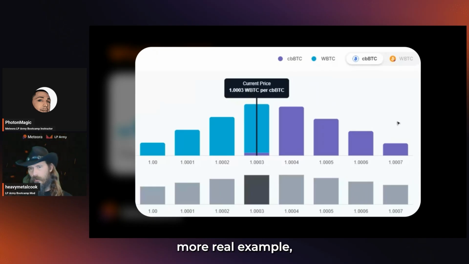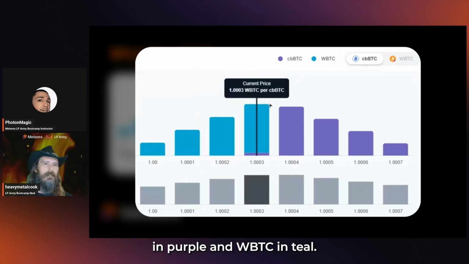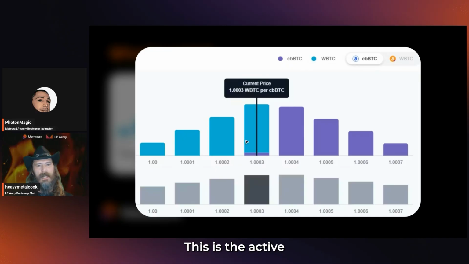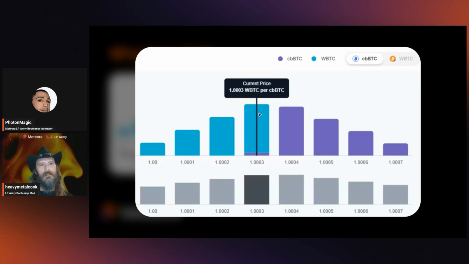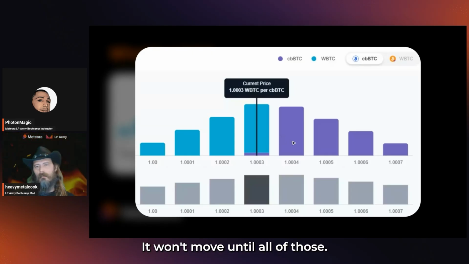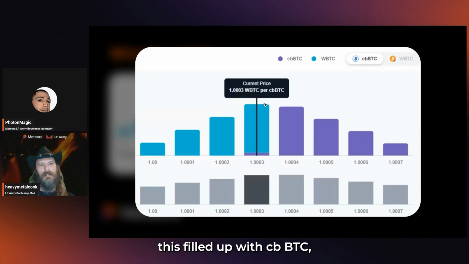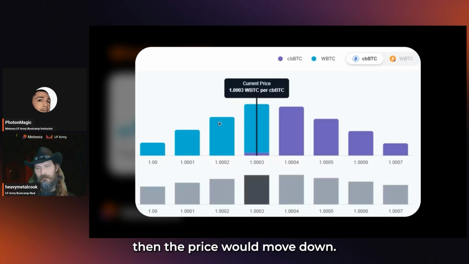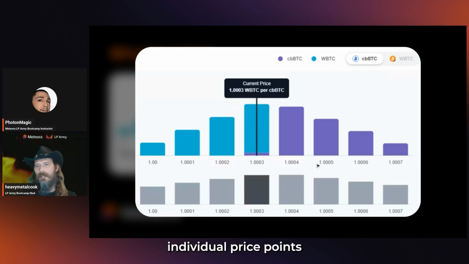Okay. Now here in this more real example, we see UBTC and CBBTC. We've got CBBTC here in purple and WBTC in teal. This is the active bin. It's got some of both tokens in there. Once all of the CBBTC is sold in this particular bin, then the price will move to the next bin. It won't move until all of that is sold for the other. If, for example, this filled up with CBBTC, then the price would move down. That's how it works in both directions. And we can see all of these individual price points along the way.